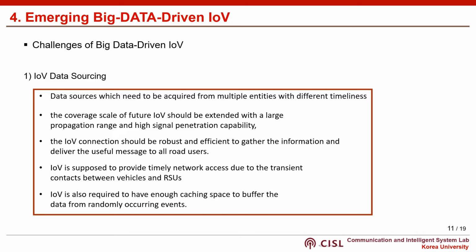IoV connections must be robust and expandable to gather information and deliver useful messages, because ITS applications require data from large numbers of mobile vehicles and roadside infrastructure. Since vehicles have high mobility, IoV must provide timely network access during the transient contact between vehicles and RSUs. IoV also requires enough caching and spectral buffer for data from randomly occurring events.